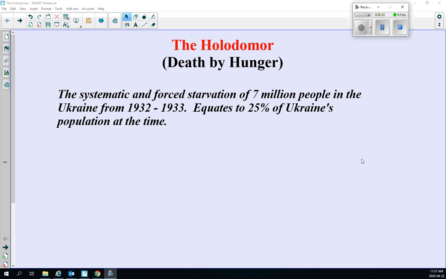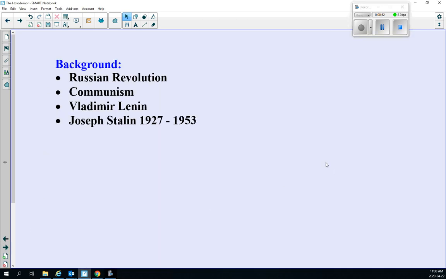There are very few records of it still in existence, and this happened within just 1 year. This was between 1932 and 1933 in Ukraine. That's about 25% of its population at the time. Very significant and serious ethnic cleansing, but I mean, they all are. You do need some background to understand this genocide.